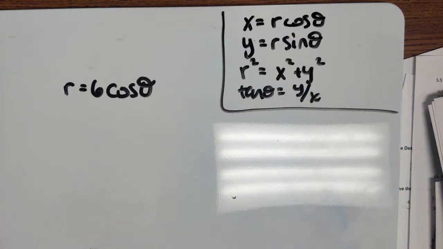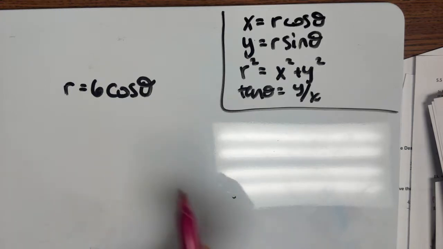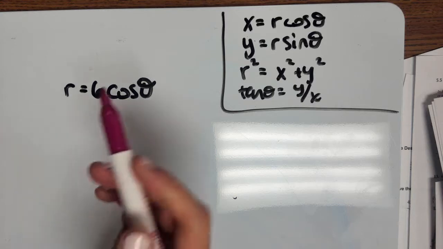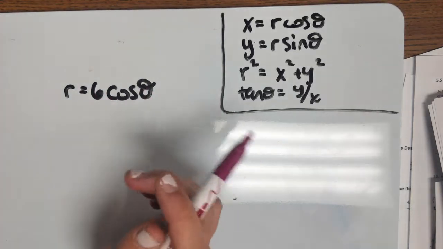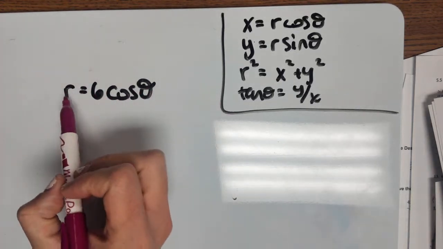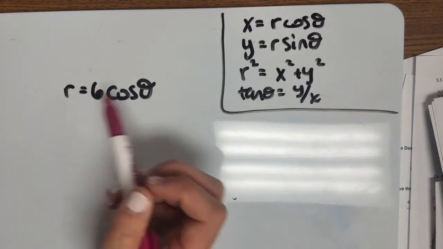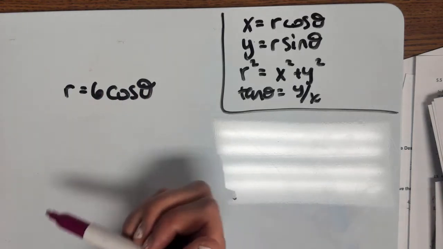Okay, so now we're going to convert a full polar equation into a rectangular equation, no longer just points to points. So if you think about what we have here, we have r equals 6 cosine of theta. The fact that it has an r and a theta tells me that this is polar, and we want to turn them into x's and y's in order to be rectangular.